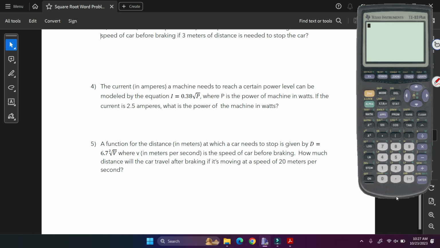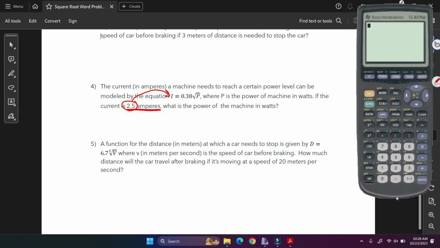All right, so let's identify what we're given and what we're looking for. In the question, it says we are given a current of 2.5 amperes. And our variable that represents our current is I. So what we're going to do is substitute our value of 2.5 in for I, and then we're going to solve for P, the variable that represents the power of the machine in watts.